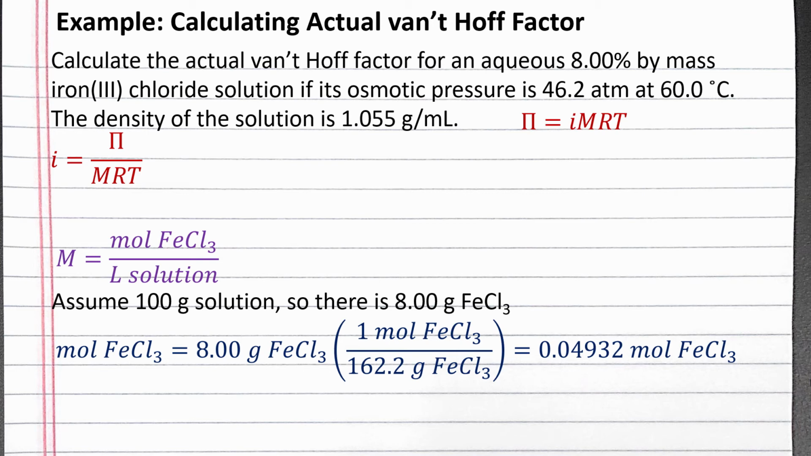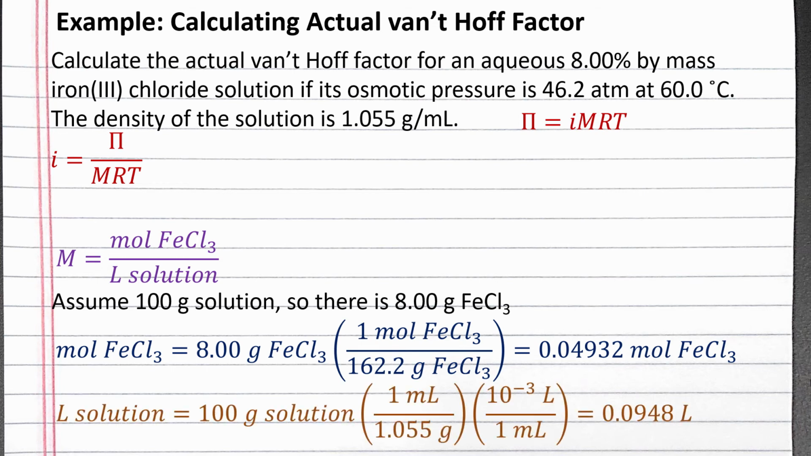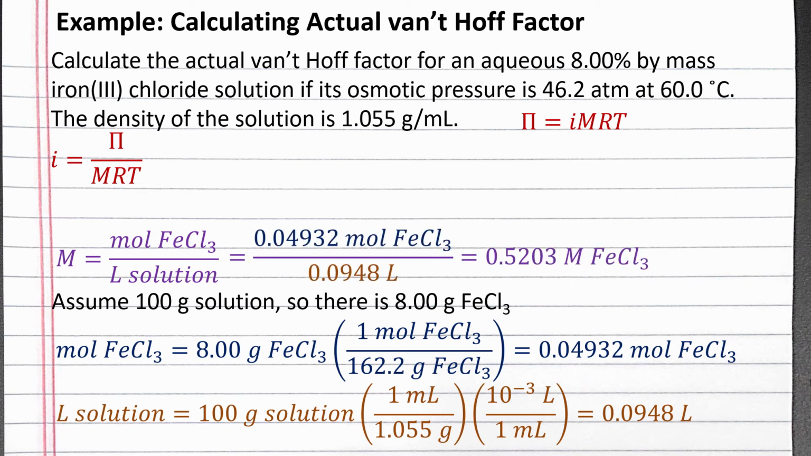Then we can convert 100 gram solution into liters using the density of the solution in dimensional analysis. We should have 0.0948 liters solution. We can plug these values into our molarity equation, and we should see the solution is 0.5203 molar iron(III) chloride.